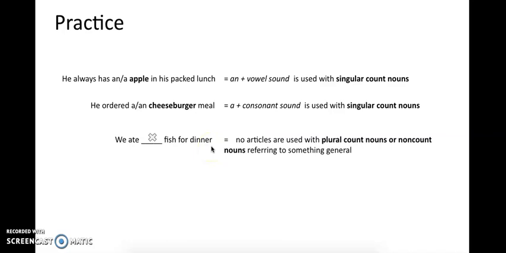Actually, nothing goes there. It's no article. Why is it no article? Because fish is a non-count noun. So we ate fish for dinner. Good.